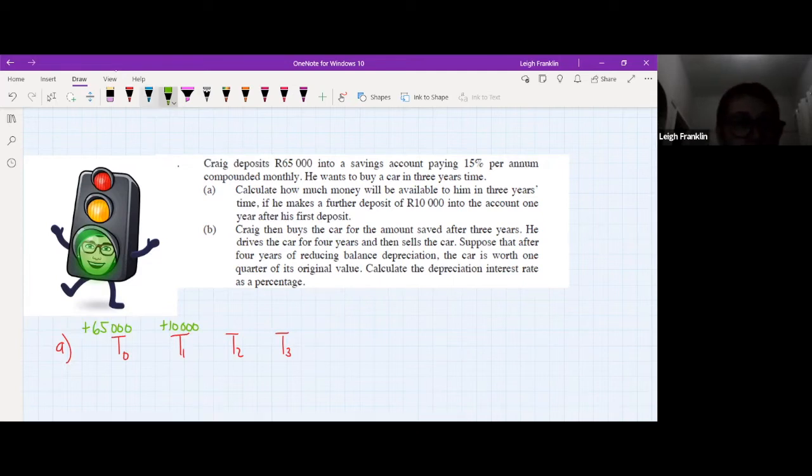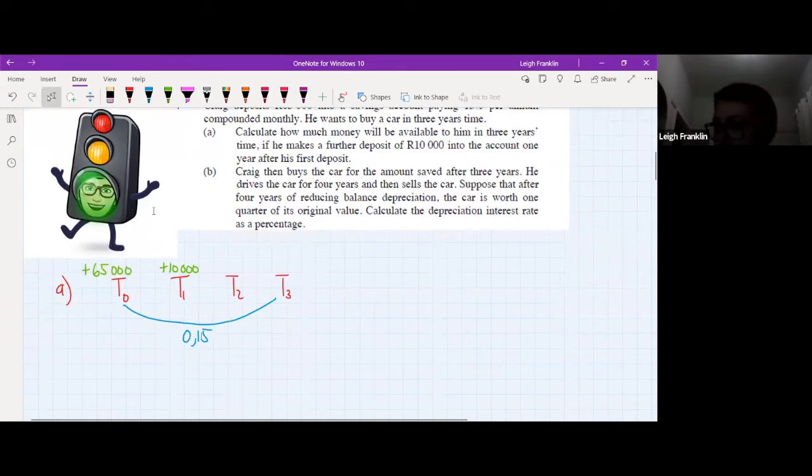The interest rate doesn't change from start to end. It's 15% per annum, so that's 0.15. And what do I need to do to the interest rate? Because it's compounded monthly, I have to divide it by 12. That's it, Tyler. Okay, good stuff.